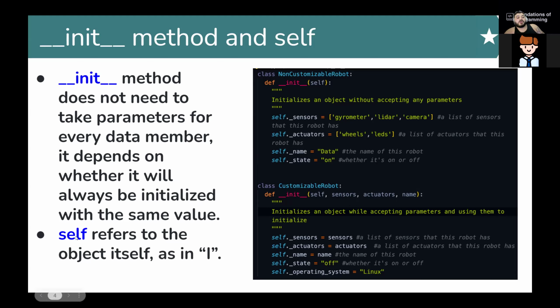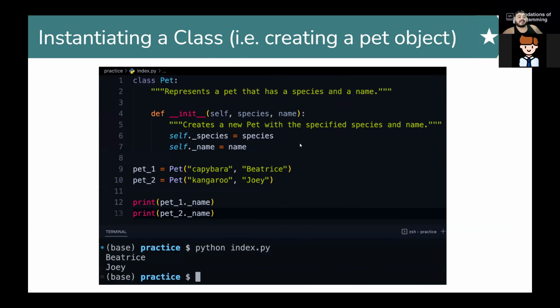And once again, self refers to the object itself, as in saying like I. I have sensors and actuators and name and states, right? Once again, it's like talking to itself in third person.